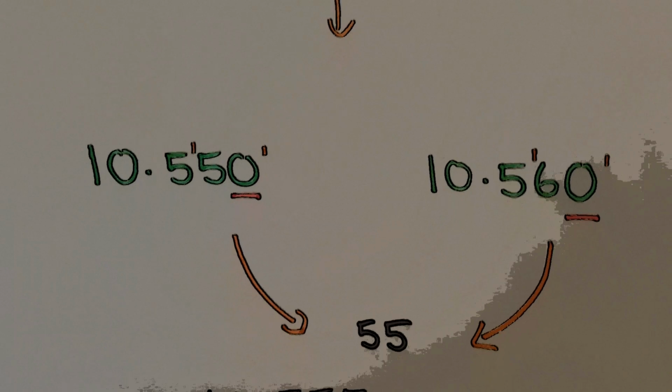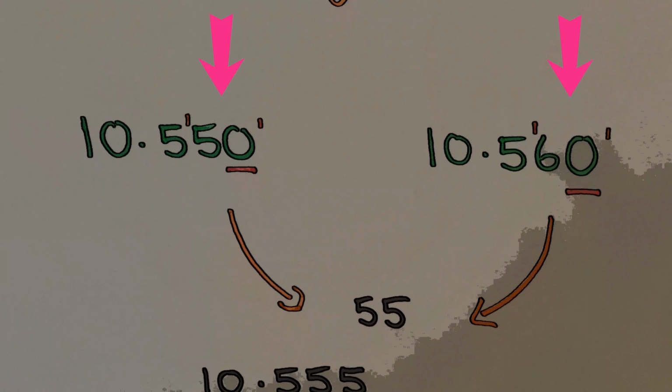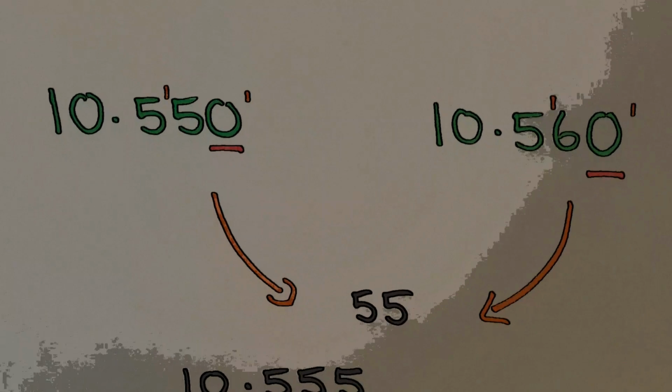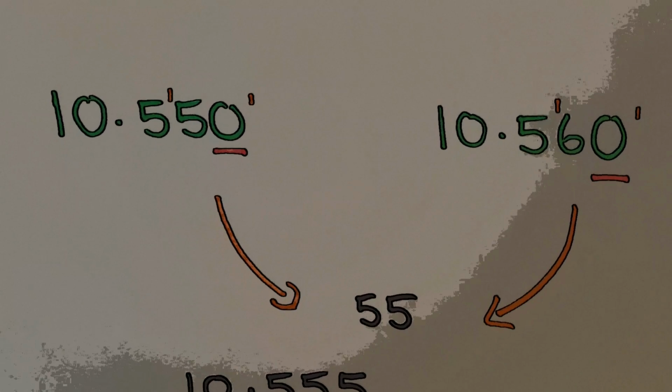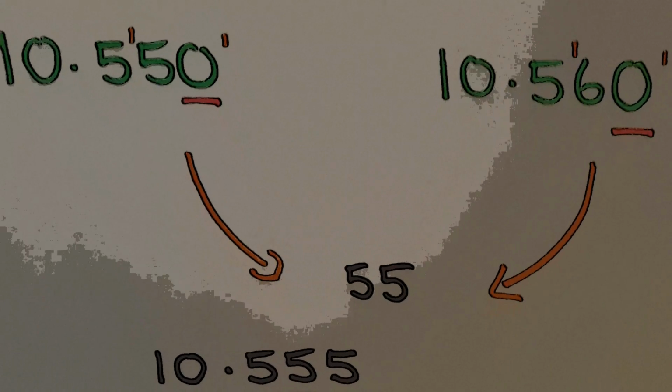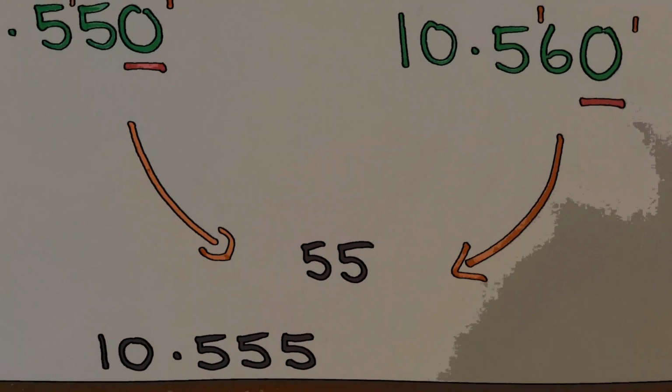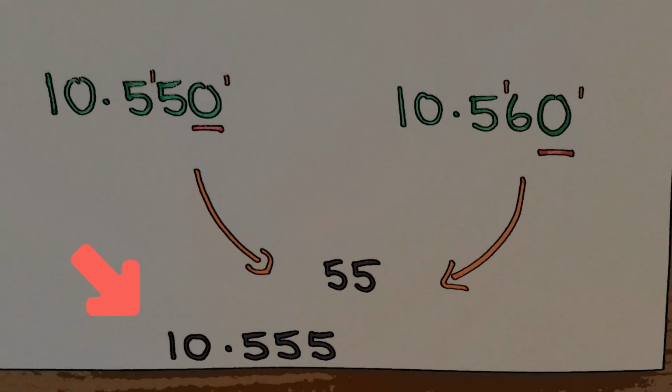Now have a look at the last two digits. It's 50 and 60. Looks a bit like 50 and 60, right? We can see that the middle of those two numbers is 55, or 55, when we speak in decimals. So the midpoint is 10.555.